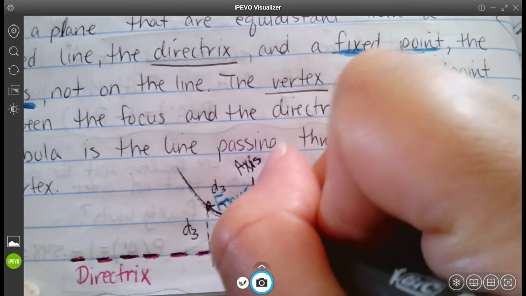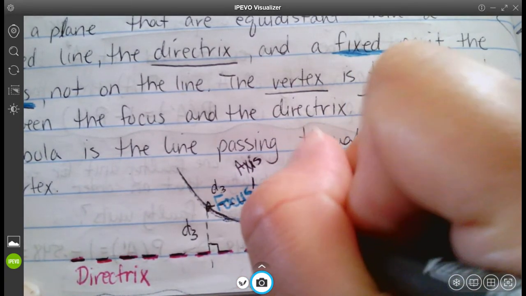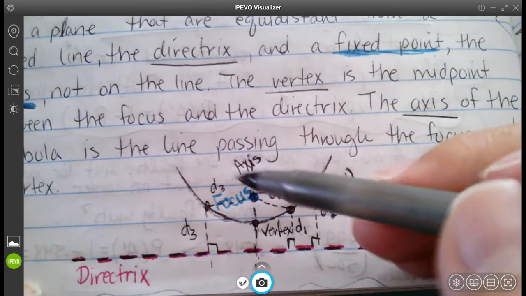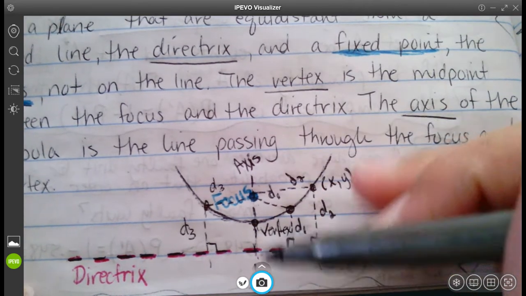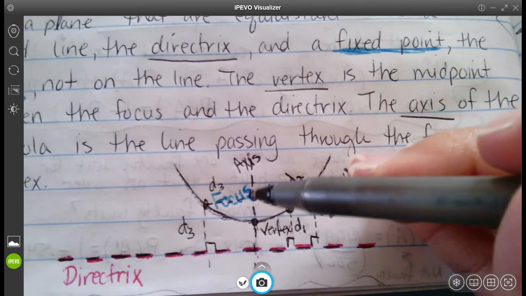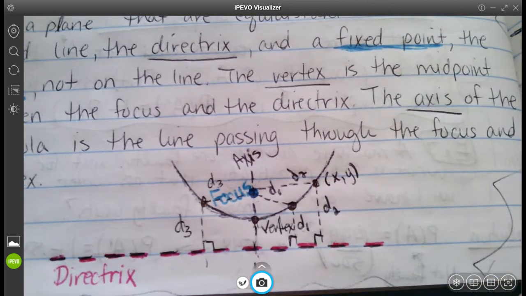And I forgot to label this, but this right here is the vertex. Okay. And then, of course, the axis is the line that goes through the vertex and, in turn, the focus, because the focus is right on top of the vertex. Okay. Let's look at some more definitions. This one is going to have quite a bit of definitions before we do an actual example.